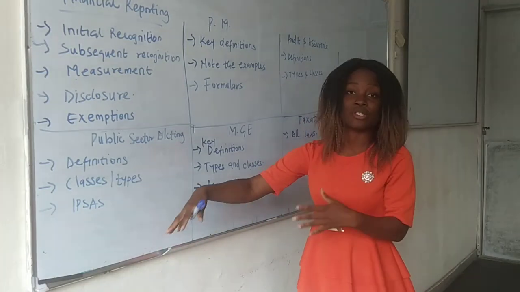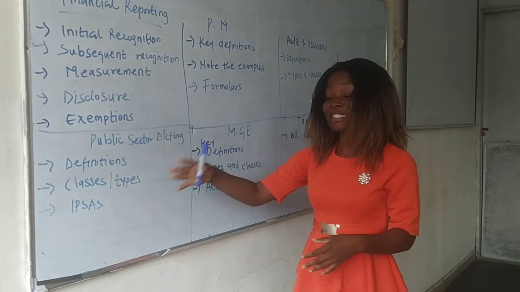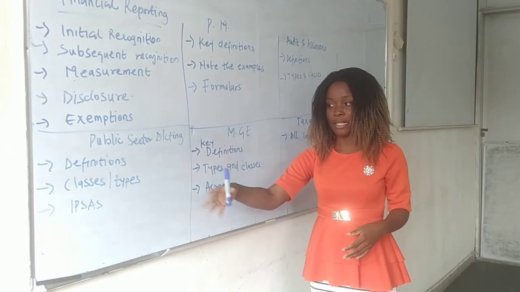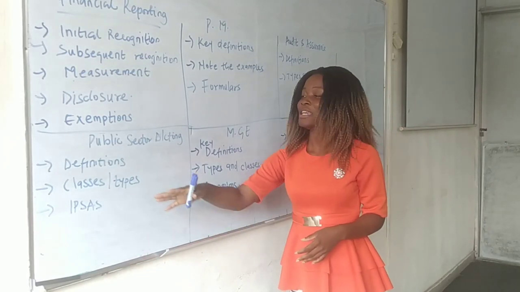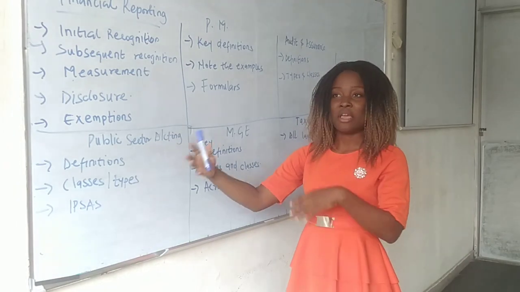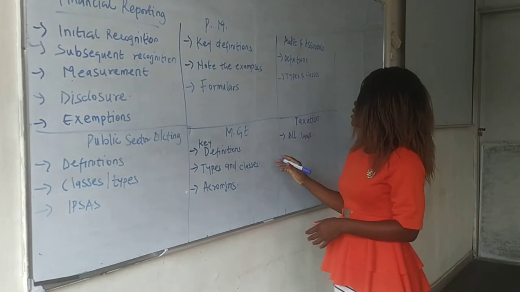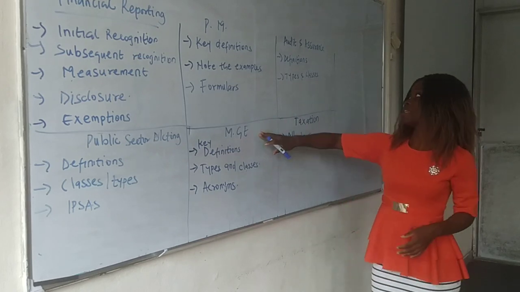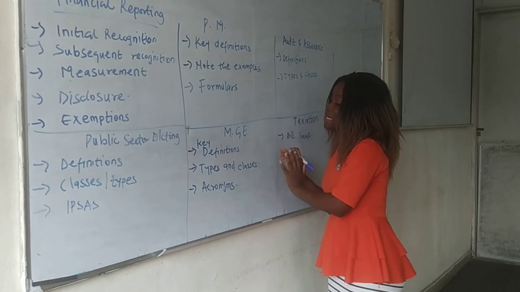Then you have to also note if this has been examined in recent ICAN exams. So it's very important to know it has all these current issues in public sector like the Treasury Single Account, Financial Reporting Act, and others. Then in the same line, we have management governance and ethics and audit and assurance. You also have to note your key definitions, types and classes.